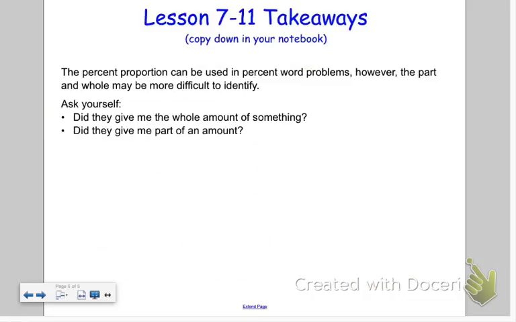Okay, so here are the takeaways. There's not too much here, but basically you can still use the percent proportion to solve percent word problems, but just keep in mind that the part and the whole may be a little more difficult to identify. So you have to think to yourself, did they give me the whole amount of something? Or did they give me part of an amount? You have to be able to interpret the word problem and break it down and figure out what information they're giving you and where it fits in your percent proportion.